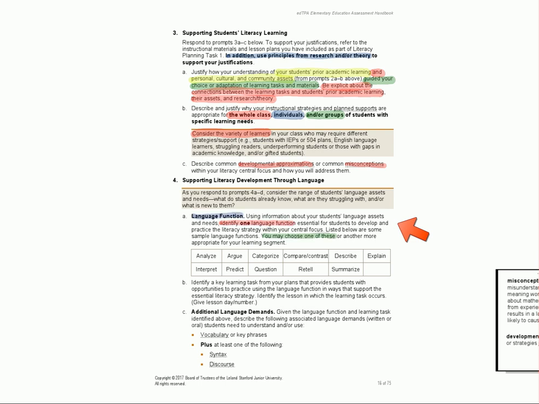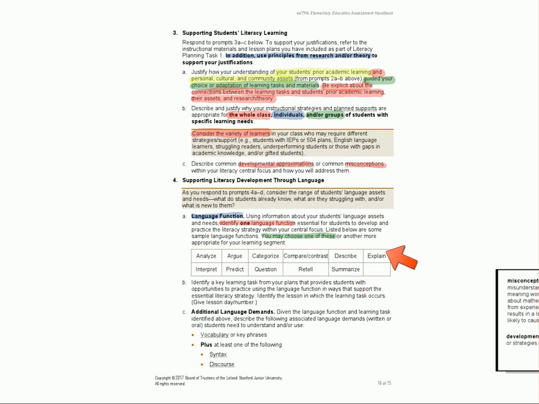The first one is the language function. Okay? In the language function, you want to think about it as being a verb, and you can see the list that they have here. You want to identify one language function, not a bunch of different ones, but you want to think about the use of language, how language is being used to support and practice the literacy strategy and central focus that you're working on. Okay? So, as was described earlier, if you're retelling a story, if that's the focus, then the language function will be summarizing, okay?